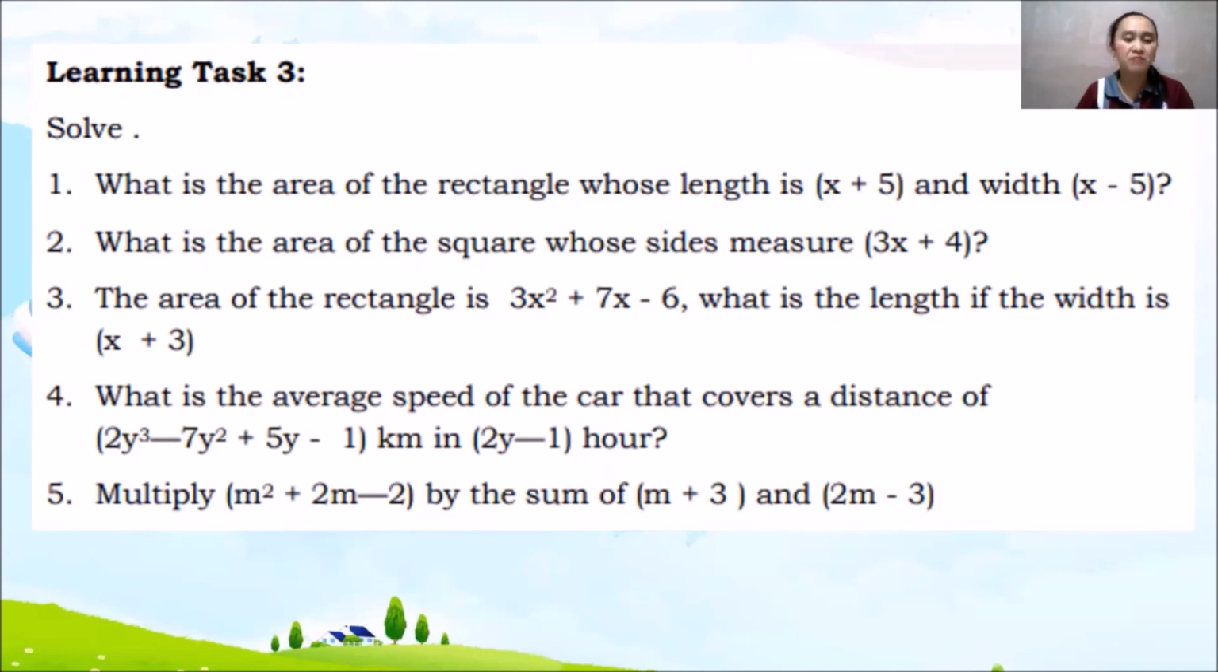And number 5, multiply. Ayan na, kita na. Multiply m squared plus 2m minus 2 by the sum. You need to get first the sum of m plus 3 and 2m minus 3. In adding, of course, add the numerical coefficient of the same term.